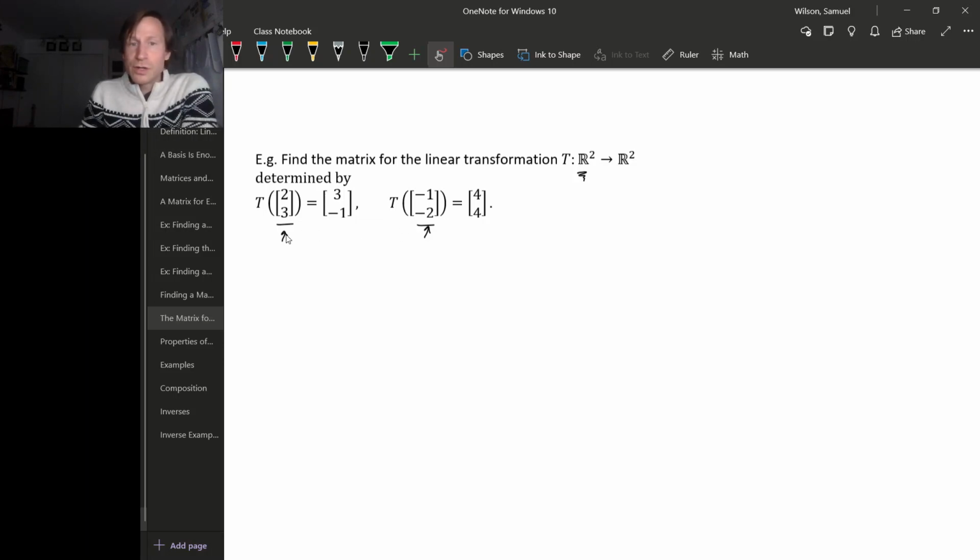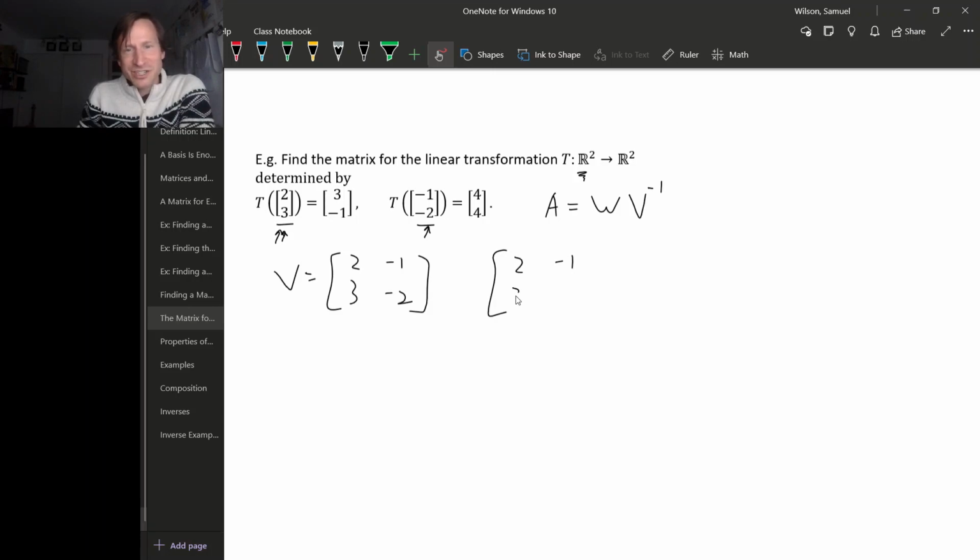So to find the matrix associated with this, remember all we need to do is find the product W times V inverse. For V, that's the matrix whose columns are these inputs. So 2, 3, minus 1, minus 2. Now we need to find the inverse of this. To find the inverse, we have to do a row reduction. There's no getting around that. Of course, we could ask a computer to do it, but I can't be bothered at the moment.